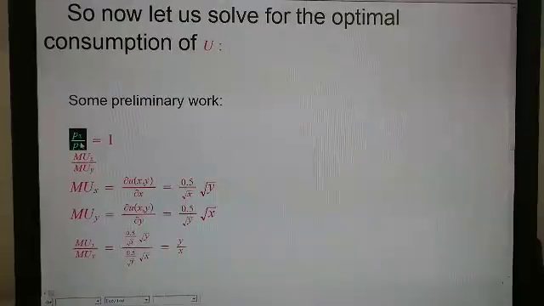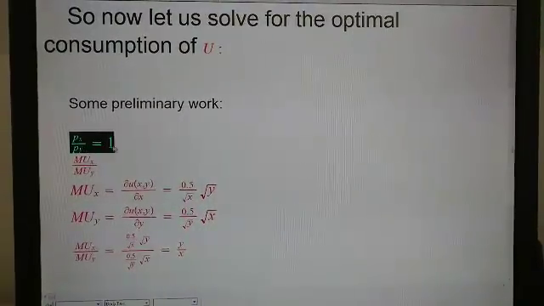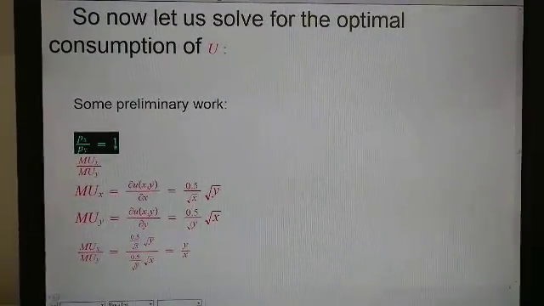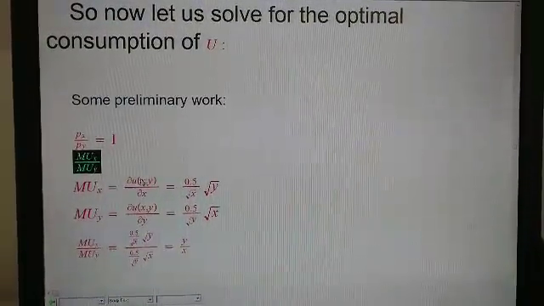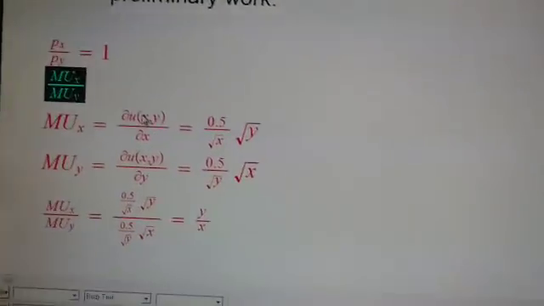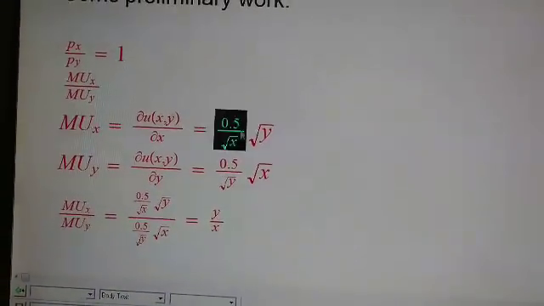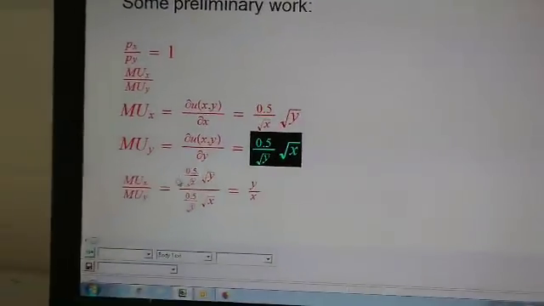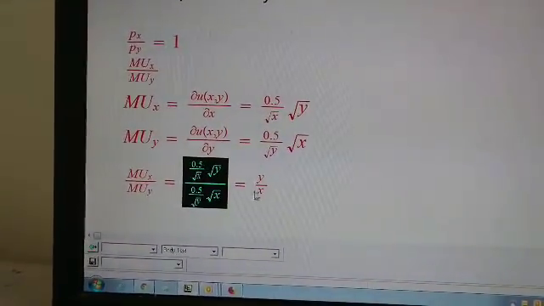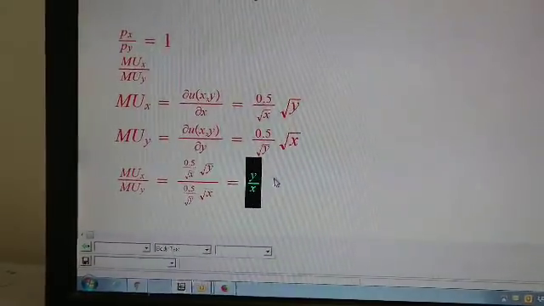So px divided by py, well, we know what px and py are. They're just each 4, so px divided by py is 1. What is MUx divided by MUy? Okay, so here I compute. MUx is this expression here. MUy turns out to be this expression here. And when you take the ratio, you get a simple solution, y over x.